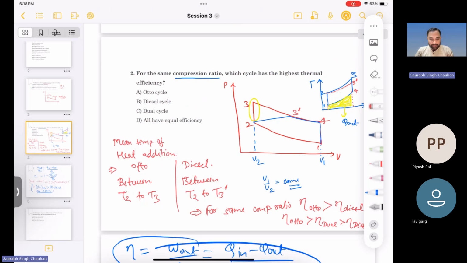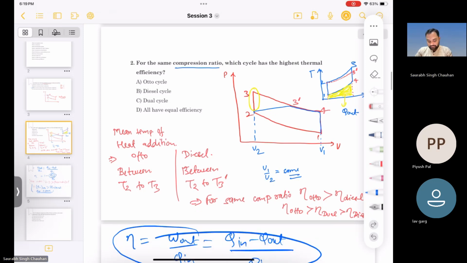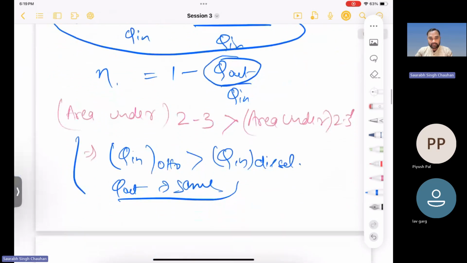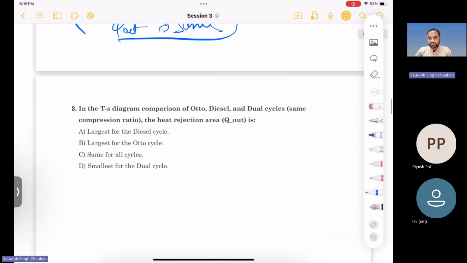But if you don't want to do this analysis, you just make an estimate of the mean temperature of heat addition and the mean temperature of heat rejection. If the mean temperature of heat addition is more, the efficiency will be more, and if the mean temperature of heat rejection is less, that also will result in more efficiency. So I hope this is clear, and we can move to the next question.